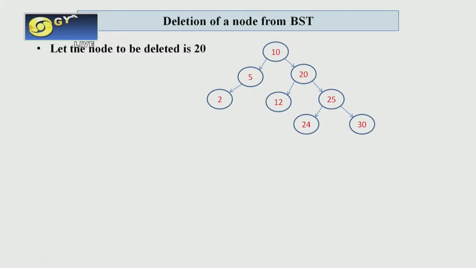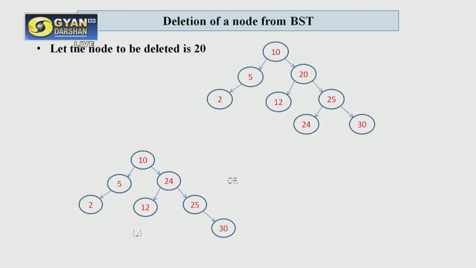Then let the node to be deleted have 2 children. So let 20 be deleted. This 20 can be replaced either by its in-order predecessor, that is 12, or by its in-order successor, that is 24. So 20 can be replaced either by 12 or by 24. So we will get this binary search tree after deletion.